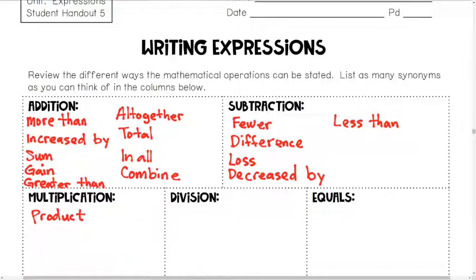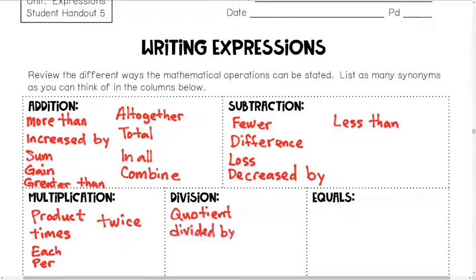For multiplication, we have product, times, each, per, twice. For division, we have quotient, divided by, split, half, shared equally. Now there are some weird ones in there, but each of those should help you see what we're doing. And then equals, we have is and same.